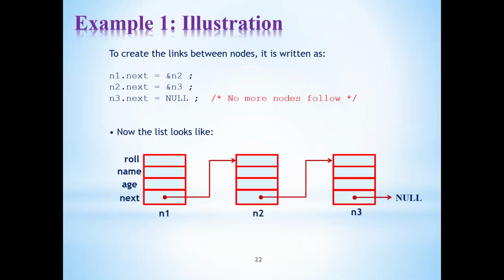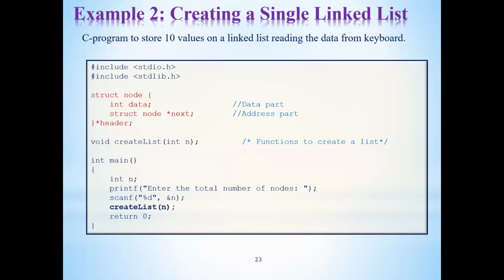Diagrammatically, say I have three nodes. Instead of integer data, we have defined roll number, name, and age in the data field. n1 next points to n2, and n2 next points to n3. Since n3 is the last node, n3 next points to null. So null indicates the end.